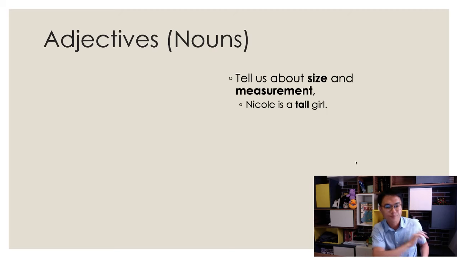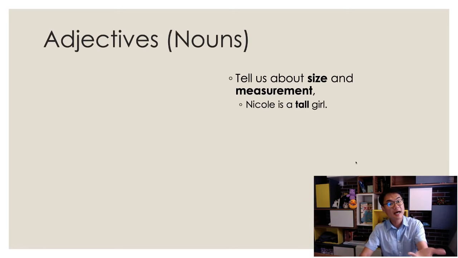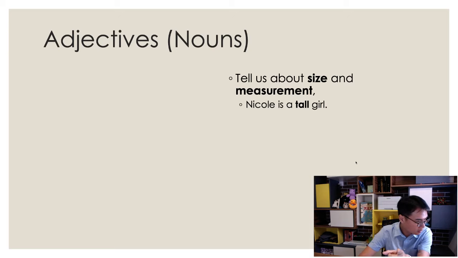Great. Okay. So they can tell us about the size and measurement. Nicole is a tall girl. Okay. Nicole is a short girl. Nicole is a small girl. Nicole is a fat girl. Right. So size and measurements are all part of adjectives. And in this case, again, the word tall can refer to Nicole and the girl.